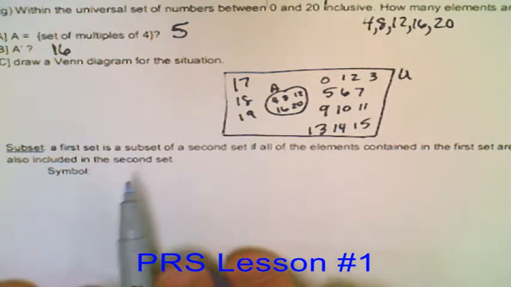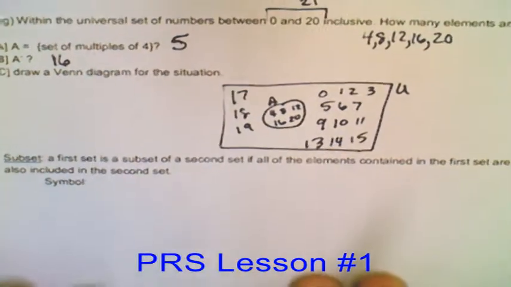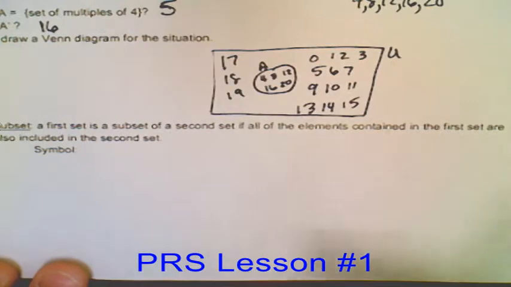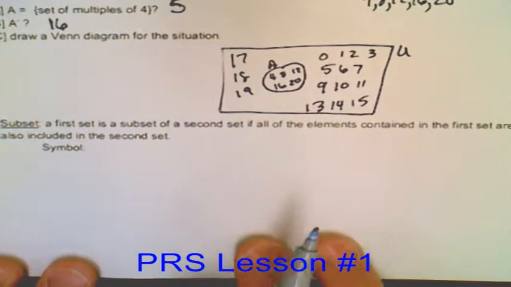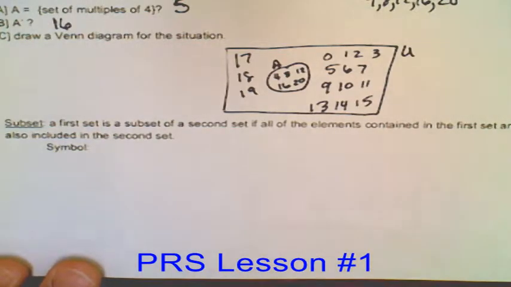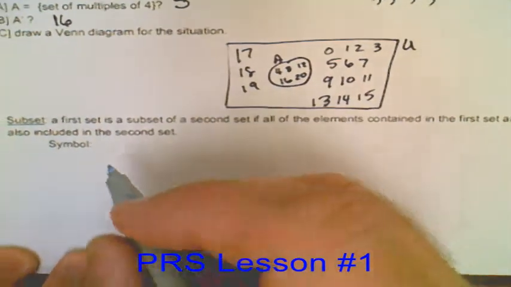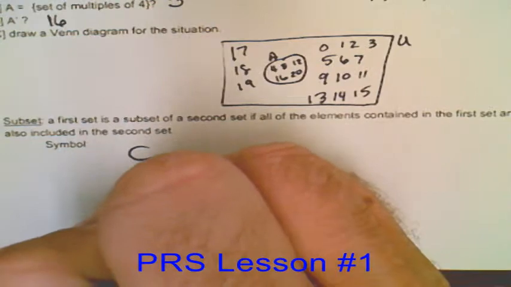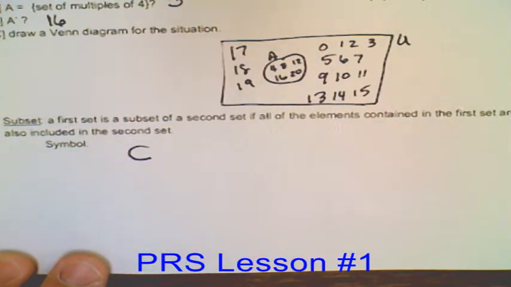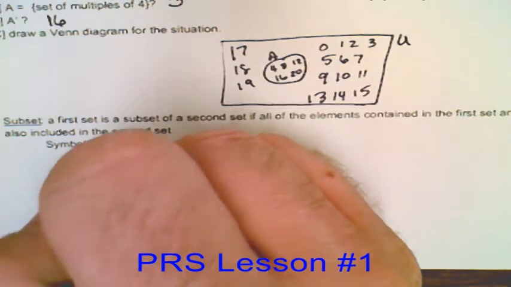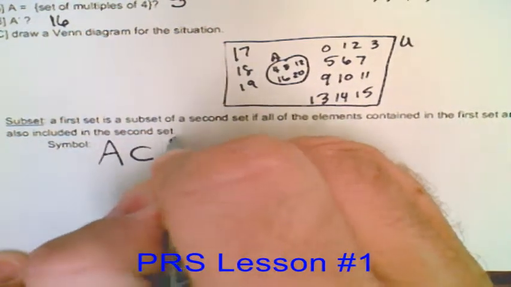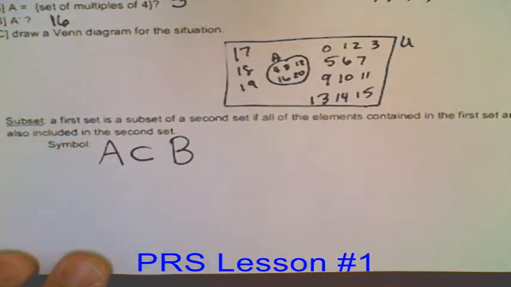The next thing I want to talk about here is subsets. Okay? The first set is a subset of the second if all the elements contained in the first set are also included in the second set. Basically, if everything that you've got is within another set, then it's a subset of the other. Now how we do that, the symbol is this. It kind of looks like a sideways U. It kind of looks like a C, but it's smaller.